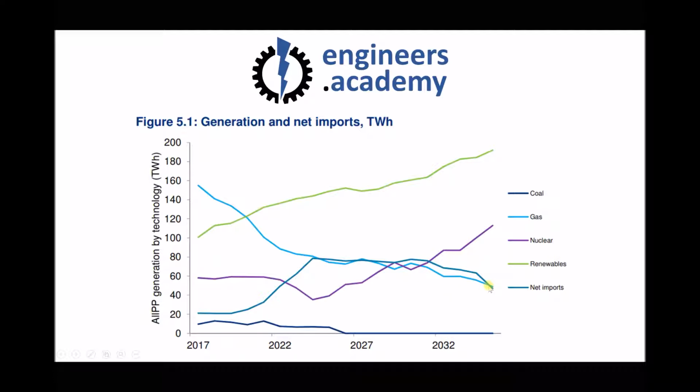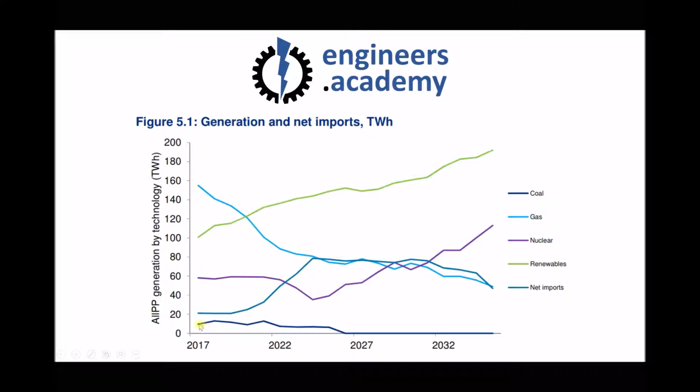Now, just to explain, net imports is imported electricity from mainland Europe. So we actually import a significant percentage of the electricity that we use from France and the continent. And that's obviously not ideal in terms of securing the UK supply of electricity.